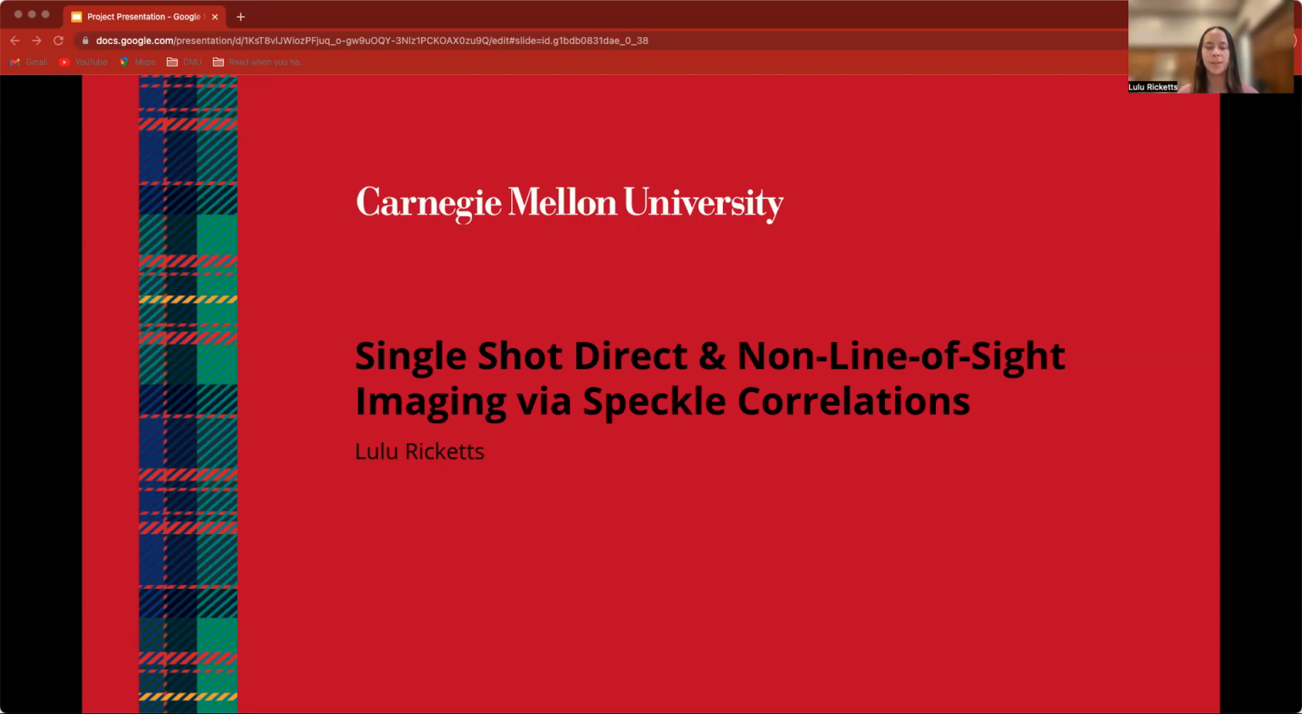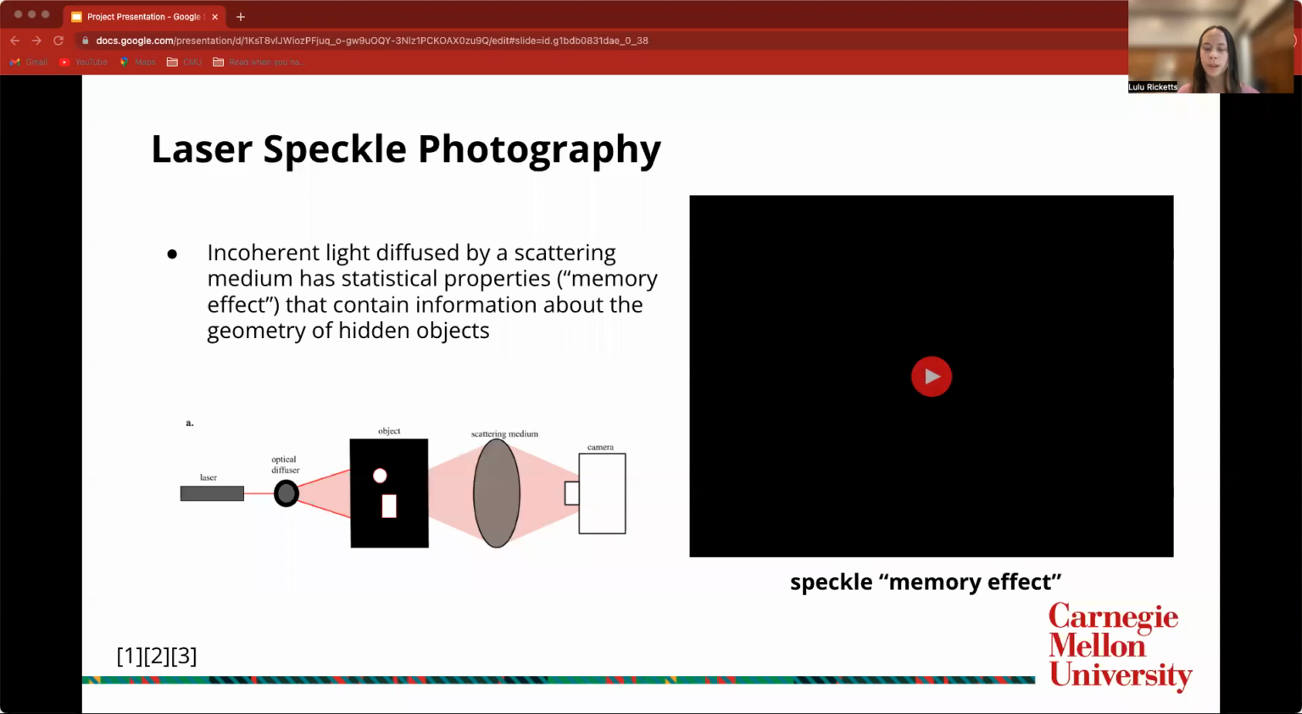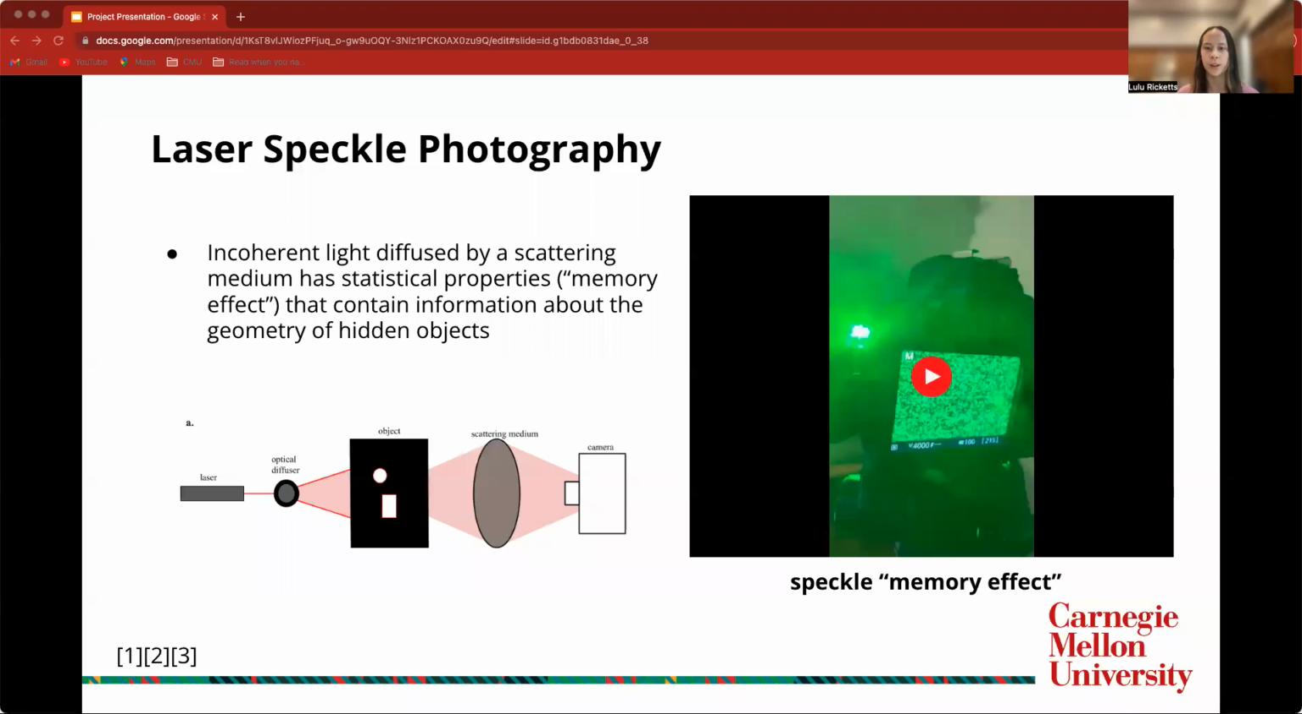Hi everyone, my name is Lulu, and this is my final project presentation for computational photography on single-shot direct and non-line of sight imaging via speckle correlations. The goal of this project is to reconstruct an occluded object by leveraging the statistical properties of laser speckle photography when using an incoherent light source.